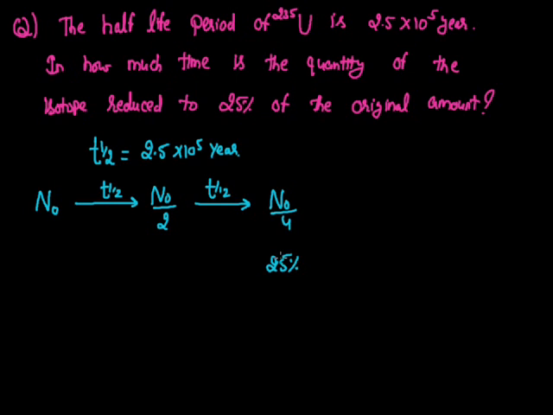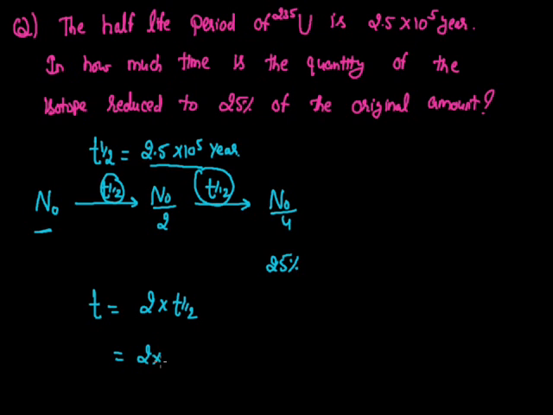25% of the original amount, and the time period that is taken to reduce the amount of radioactive substance to 25% of the original amount is equal to 2 half-life periods. And since the value of 1 half-life period is provided to us, 2.5 × 10^5 years, we can conclude that the total time taken in this kind of conversion, where the amount of radioactive substance is reduced to 25% of the original amount, is equal to 2 times the half-life period of this radioactive substance.